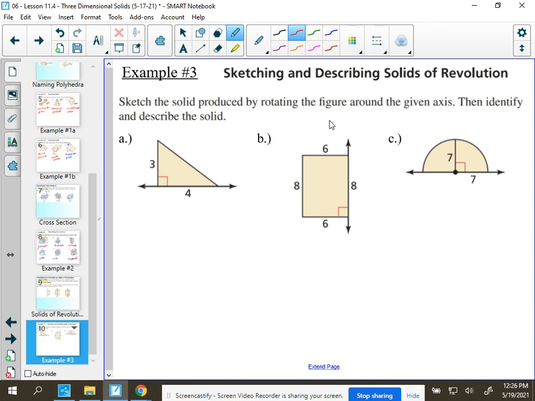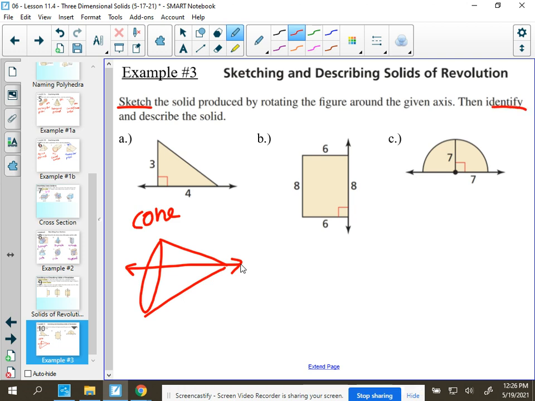The first thing I'm asking you to do is sketch it. So keep your axis of revolution in the same position. And what would we be coming up with? Once it gets all the way around, we'd create a cone in this case, right? So that's the sketch part. And then when it says identify the solid, I'm going to say cone.